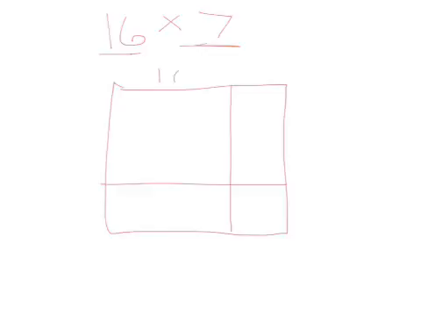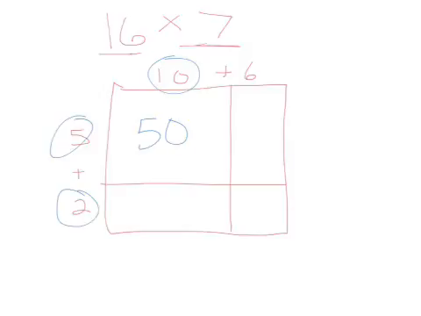You could do 10 plus 6, because that equals 16, and you could do 5 plus 2, because that equals 7. You then multiply these numbers together to get this block, which would be 50, and then you multiply the 10 again with the 2 to get down in this block to be 20, the 6 with the 5 to be 30, and the 6 with the 2 to be 12.